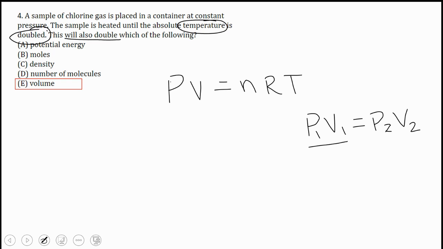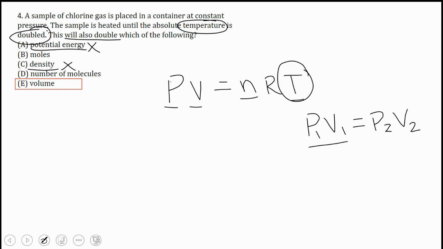If you look, potential energy is not even in your ideal gas law, so you can cancel that one out. Density I would also cancel, because in the ideal gas law all you're really looking at is n, which is moles, T, temperature, pressure, obviously, and then volume. So you're really just changing the temperature. Kinetic energy should be the same at any temperature, whatever molecules are there.